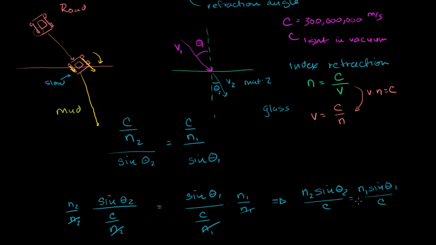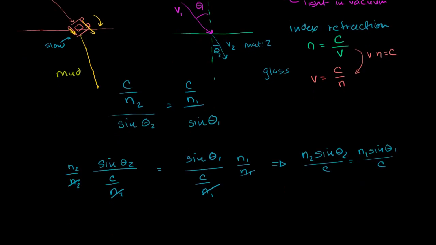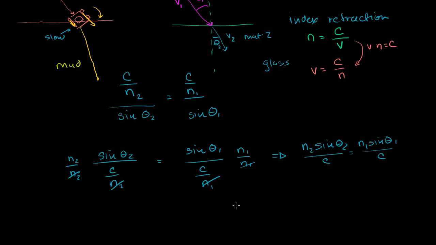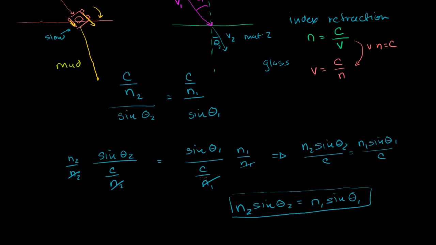And now we can just multiply both sides of this equation by c, and we get the form of Snell's law that some books will show you, which is the refraction index for the slower medium, or for the second medium, the one that we're entering, times the sine of the refraction angle is equal to the refraction index for the first medium times the sine of the angle of incidence, the incident angle. So this is another version right there of Snell's law.